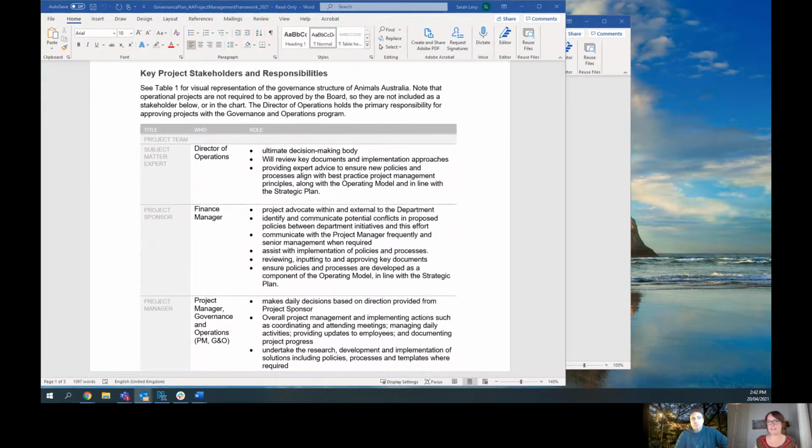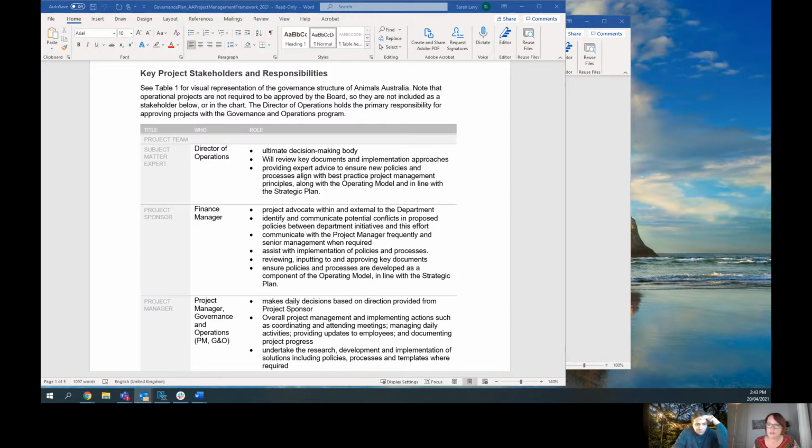So key responsibilities of myself as a project manager includes the overall project management and implementing actions, such as coordinating and attending meetings, managing daily activities, providing updates to employees, and documenting project progress. As well as project management, also responsible for undertaking the research, development, and implementation of the framework, including policy, process, and templates.